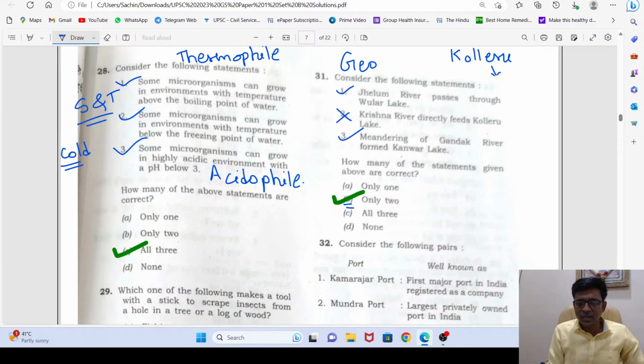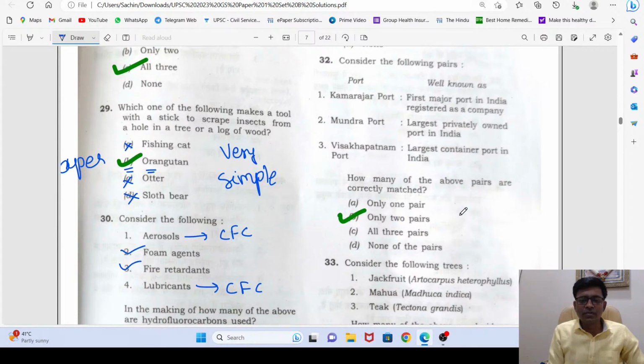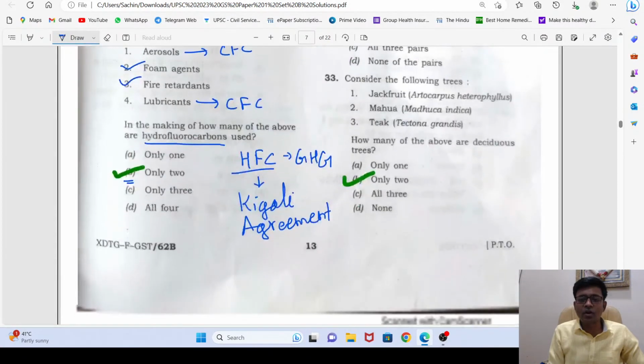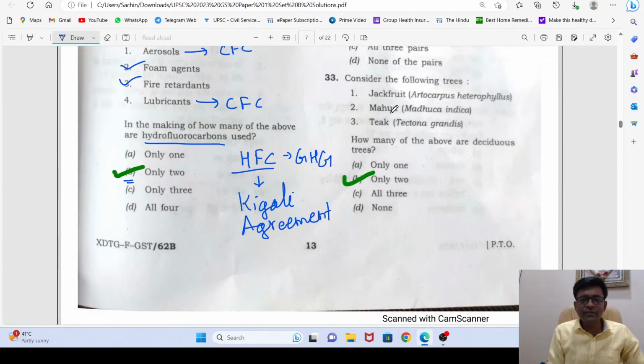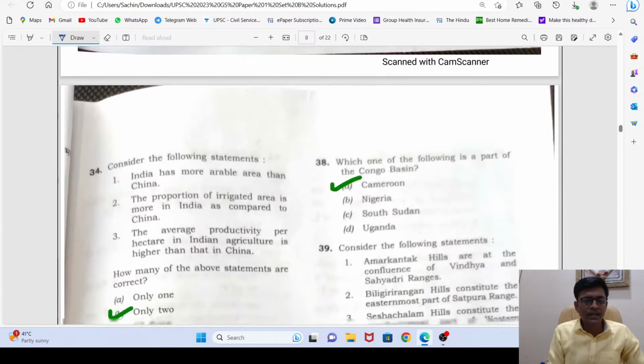Then question number 32, only two pairs are correct. Mundra Port, the largest privately owned port in India, and Visakhapatnam Port. No, it is not. So 1 and 2 are correct. This is from economic geography. Jackfruit, mahua and teak. How many of the above are deciduous trees? See, teak and mahua are the deciduous trees. So your answer will be only 2.